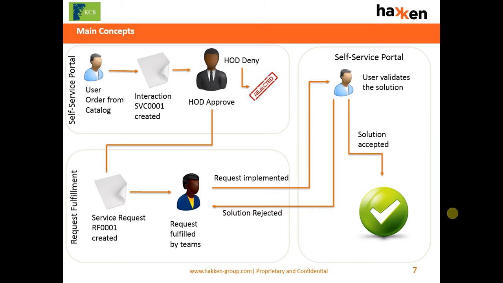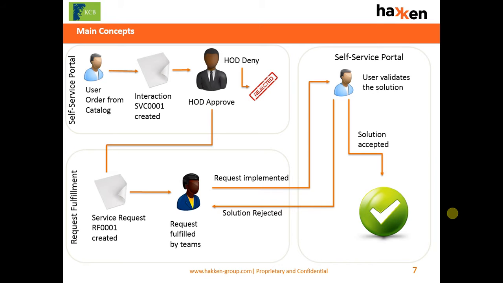When I say that the record will be closed, I'm saying that both the interaction and the request fulfillment will be closed. This solution validation will be performed in the interaction, the SVC 0001, not in the request. If the user closes the interaction, then the request fulfillment record will be automatically closed too, because they are synchronized.